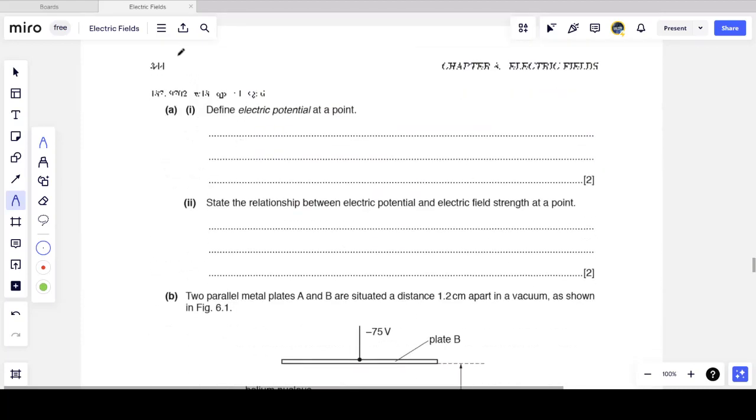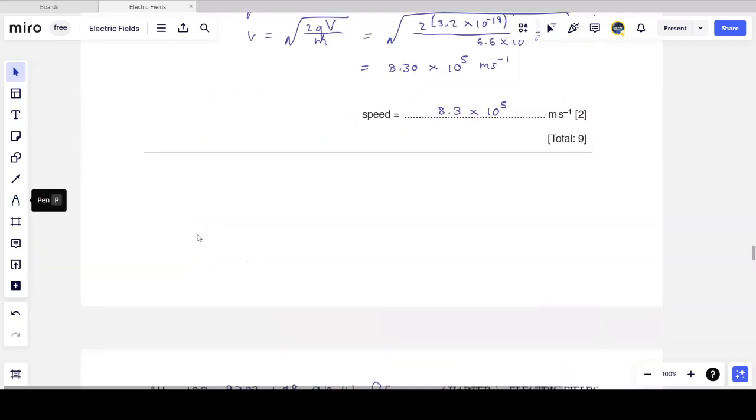The next question is question number 187, and this is from the winter 2018 exam. So W18, question paper 4, variant 1, and this is question number 6 from that exam paper. And I'm not going to tell you what the first question is. Define electric potential at a point.